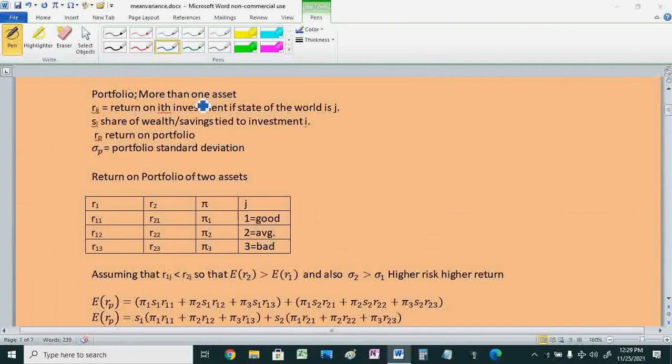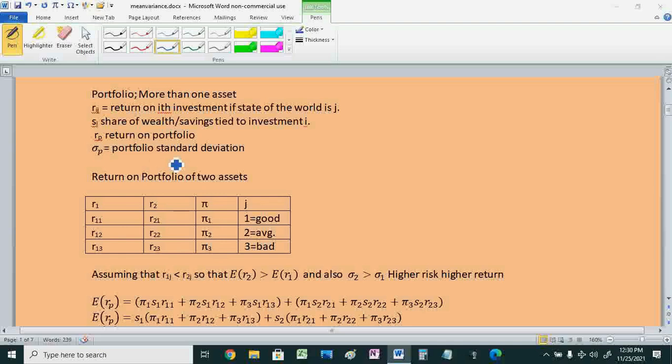Let's now turn to the portfolio problem. Here we have defined some symbols. Rij means the return on the ith security when j is the state of nature, and Si is the share of wealth or savings that has been directed towards the purchase of asset i. Similarly, we will be using Rp to define the return on portfolio, and sigma p to define the standard deviation of portfolio.